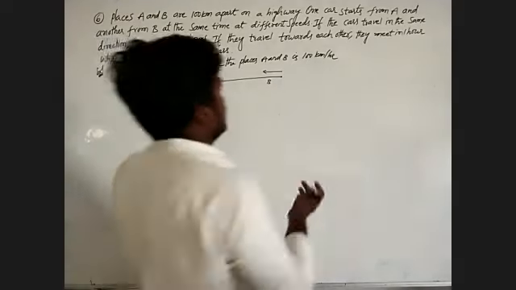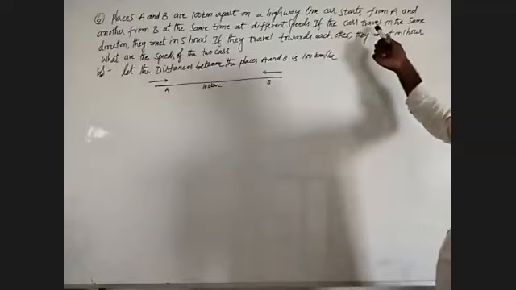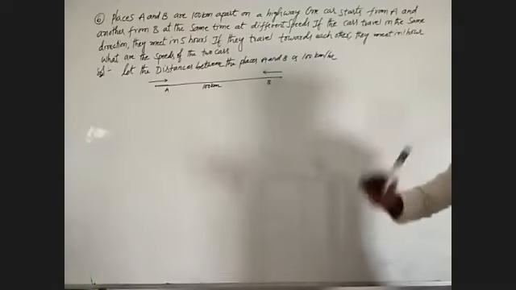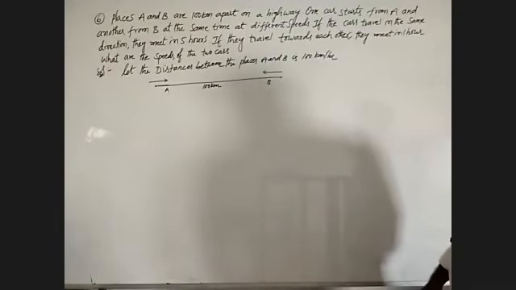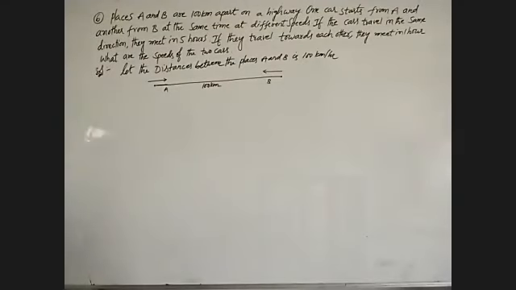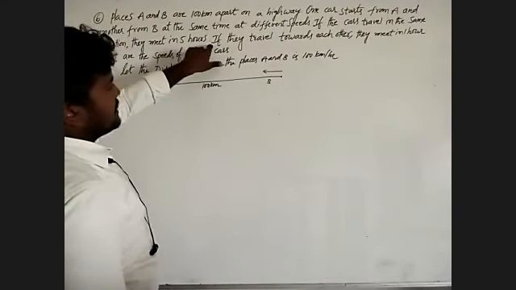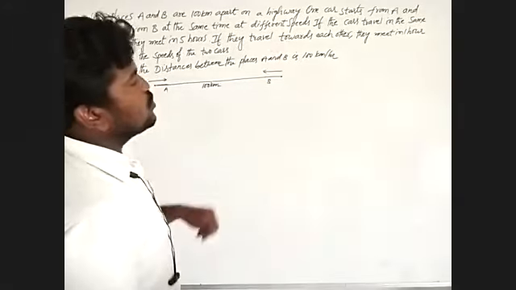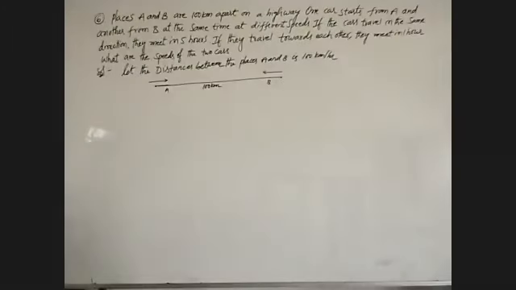Now, what is given? If the cars travel in the same direction, they will meet in 5 hours. And also, if they travel towards each other, they will meet in 1 hour. What are the speeds of the two cars?